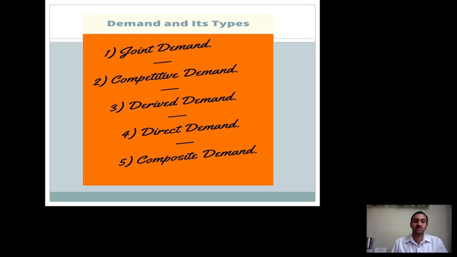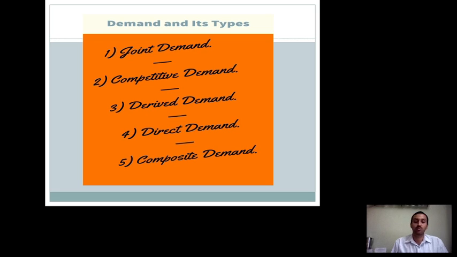The next, derived and direct demand. Direct demand means the demand for one product directly, and derived demand means the demand derived from the direct demand. For example, house is my direct demand. If I am demanding a house, there is an indirect demand for carpenter, painter, plumber, etc. So all these things are derived demands.